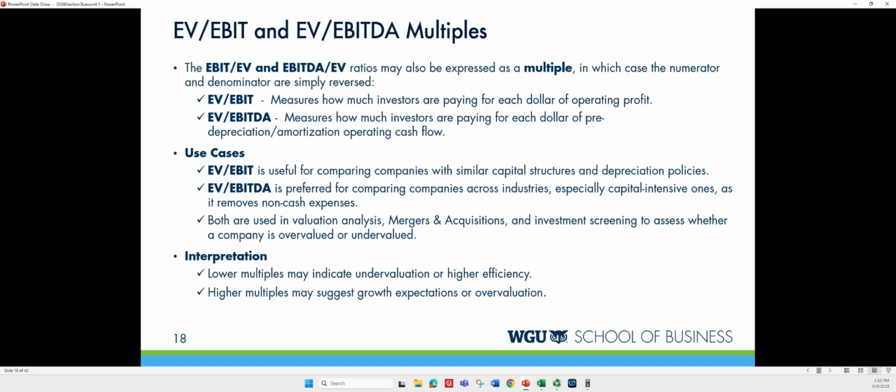Now, both of these multipliers are used when we value firms when we're doing mergers and acquisitions, and also for investment screening to see if a company is potentially overvalued or undervalued. So lower multiples indicate that the firm is going to be undervalued or more efficient. Higher multiples may suggest that there's growth expectations or that the firm may be overvalued at that point.